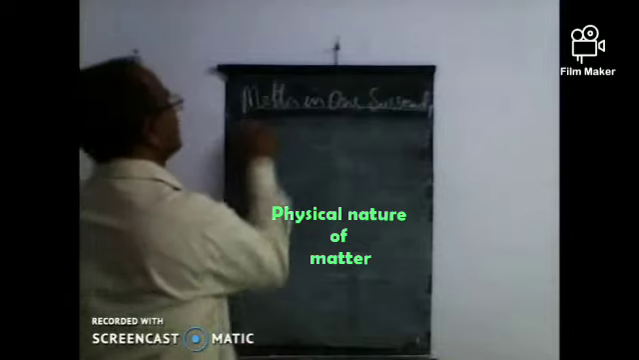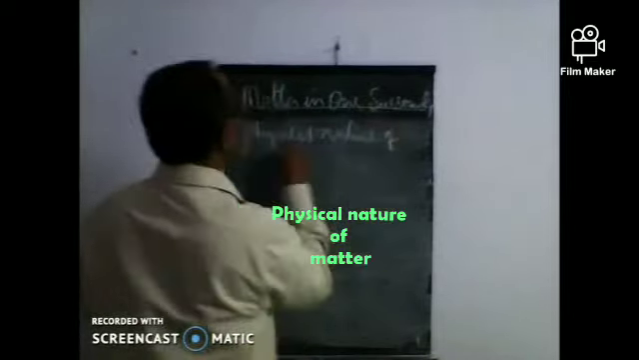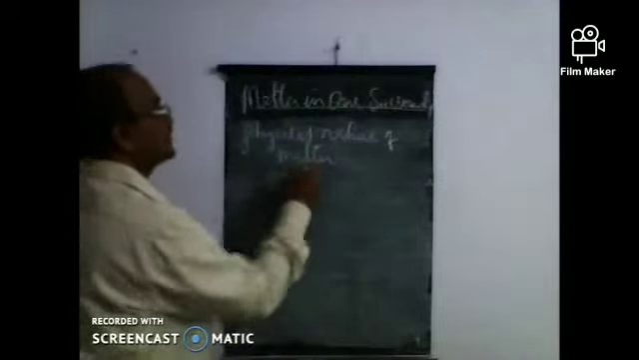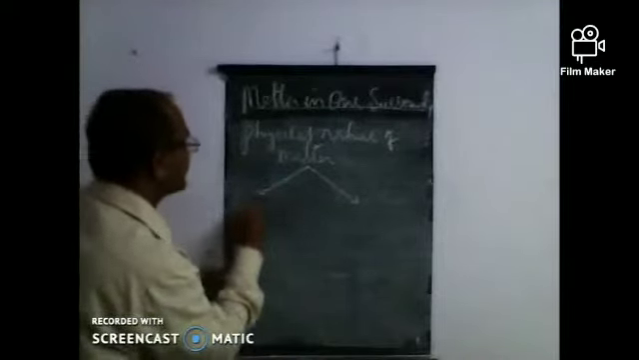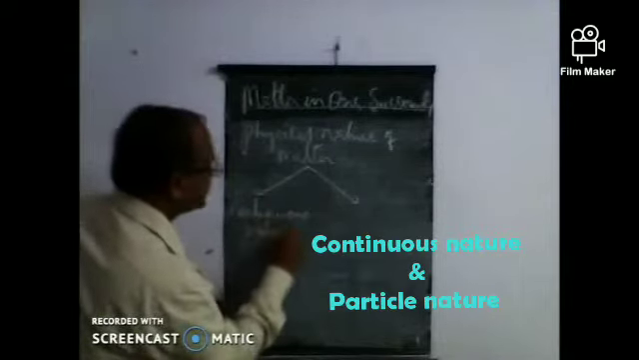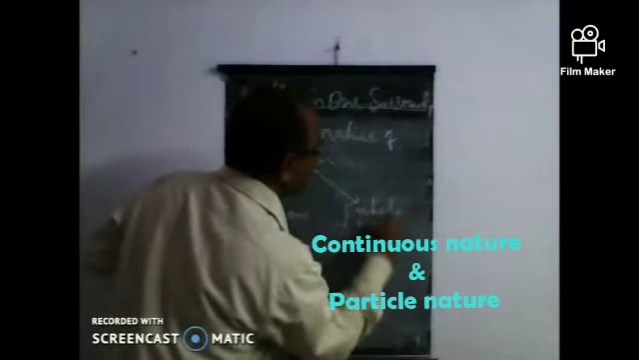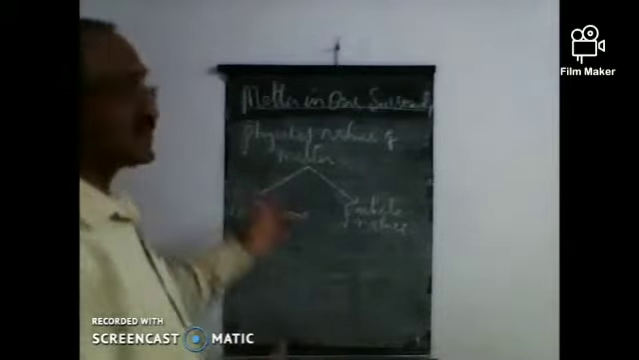What is the physical nature of matter? Now, there were two thoughts about the physical nature of matter. That is the thought of continuous nature, and the particle nature of matter. So we'll check whether matter is continuous or particulate. What is the meaning of this?